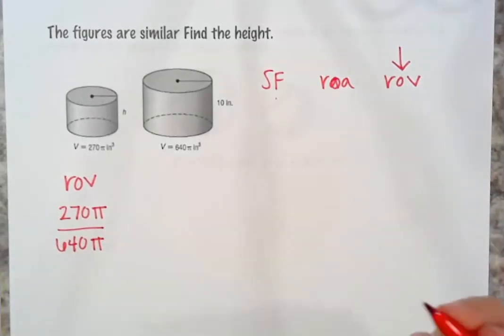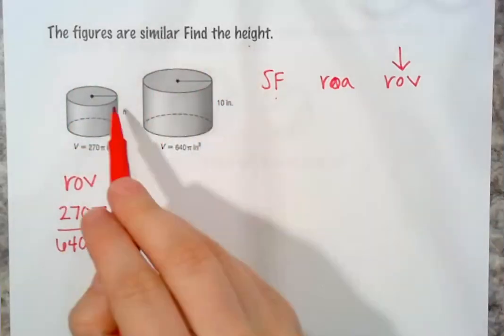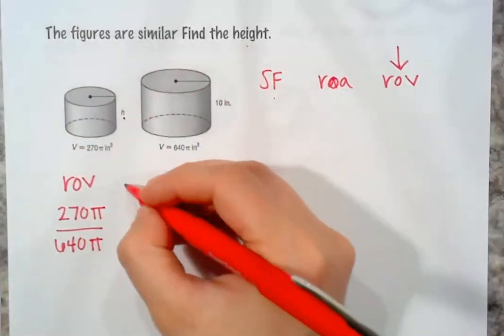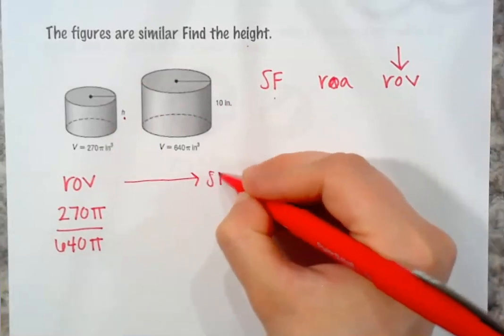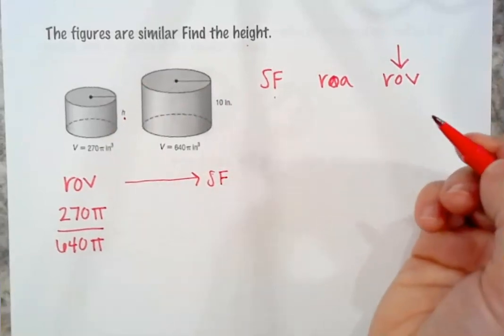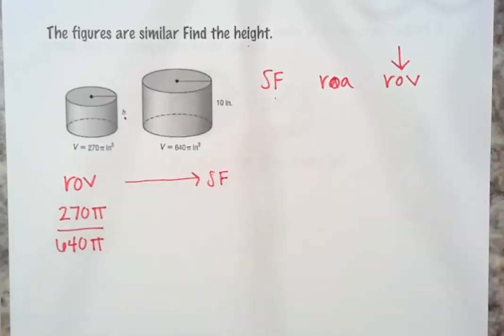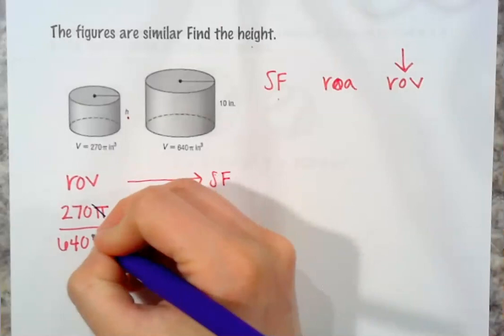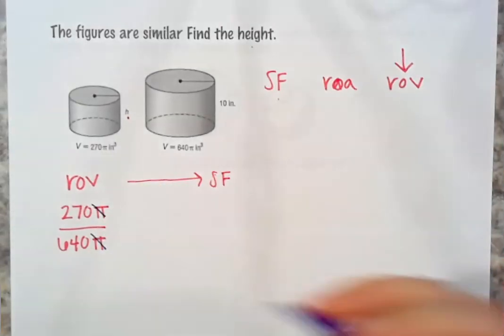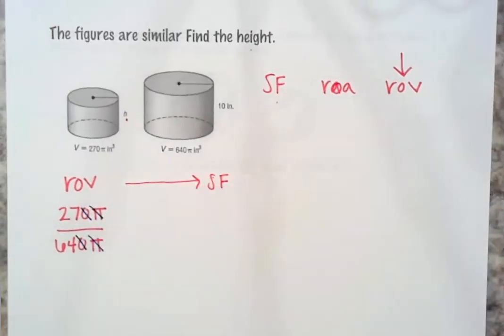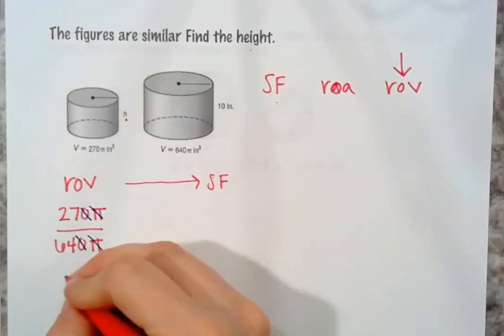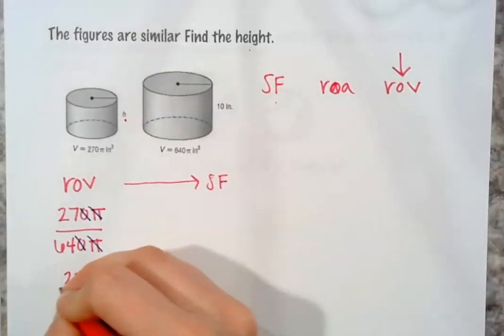Okay, and now we are asked to find the height. So in order to find the height, we're going to have to get to our scale factor. So at some point, we need to get to our scale factor from here. Let's first reduce this. Well, the good thing is our pi's cancel out, and those zeros say see ya. And now from here, does 27 and 64 simplify anymore? It doesn't. So our ratio of our volumes is 27 over 64.